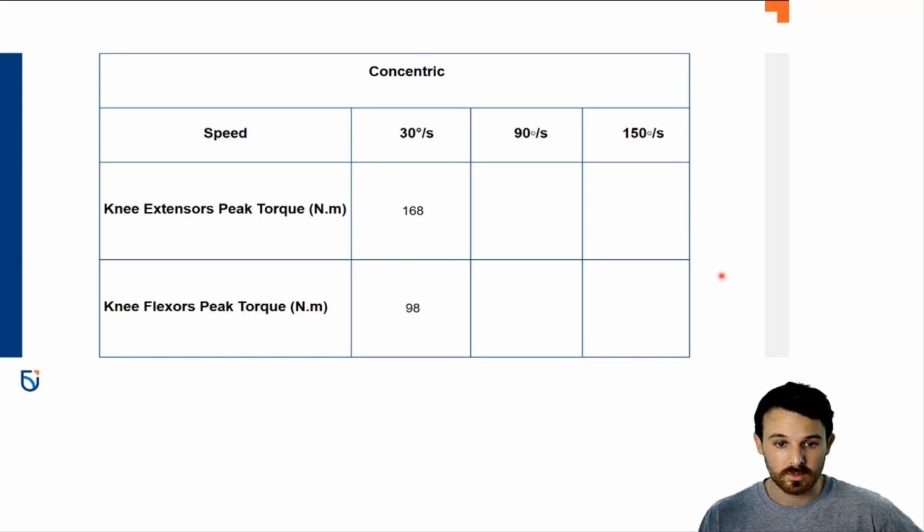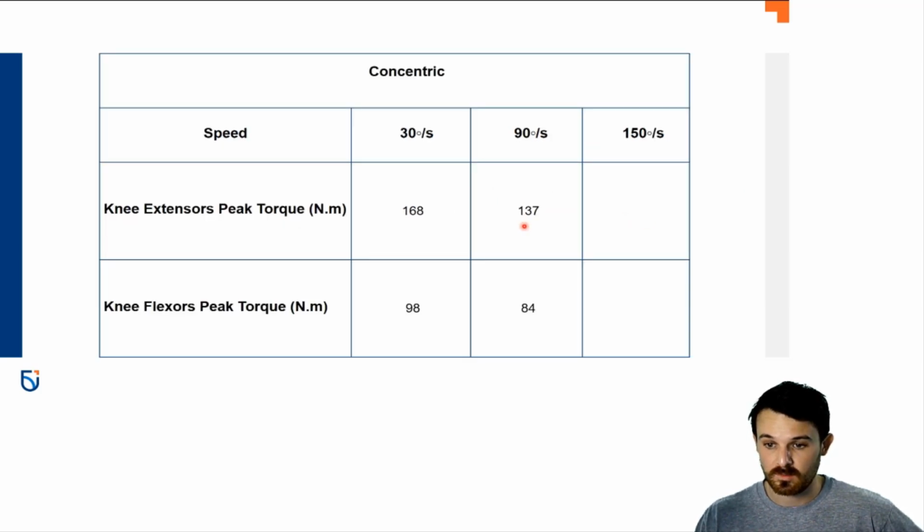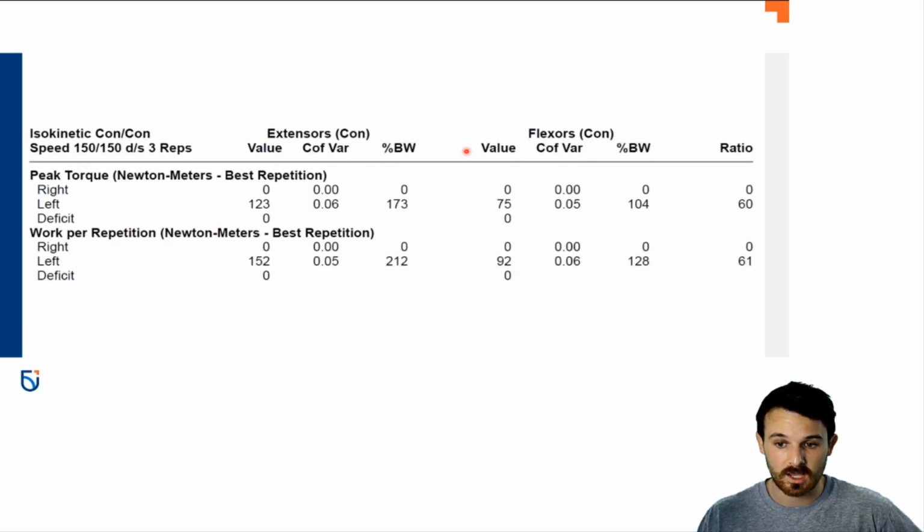We're going to work through that, and I'm going to write that into my table here, 168 and 98 Newton meters. We'll move on. Again, looking at the next speed, so 90 degrees per second, extensors or quads, 137, and then 84 for our flexors. So then if we're comparing that, we see a decrease in both our extensors and flexors, and we said moving concentrically, that's what we'd expect. So the trend is going in the right direction. And then 123 and 75 at our 150 degrees per second here for our extensors and flexors.